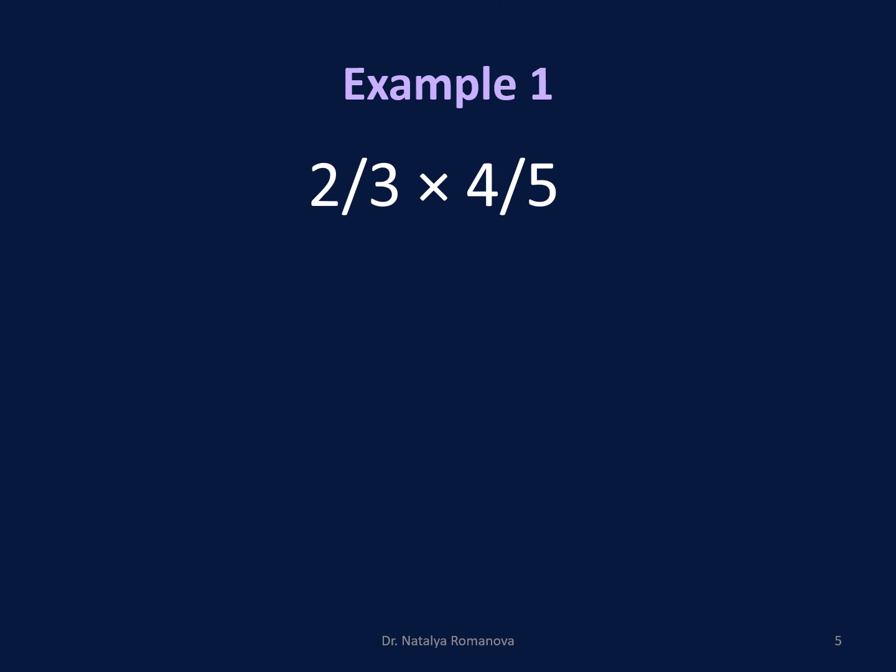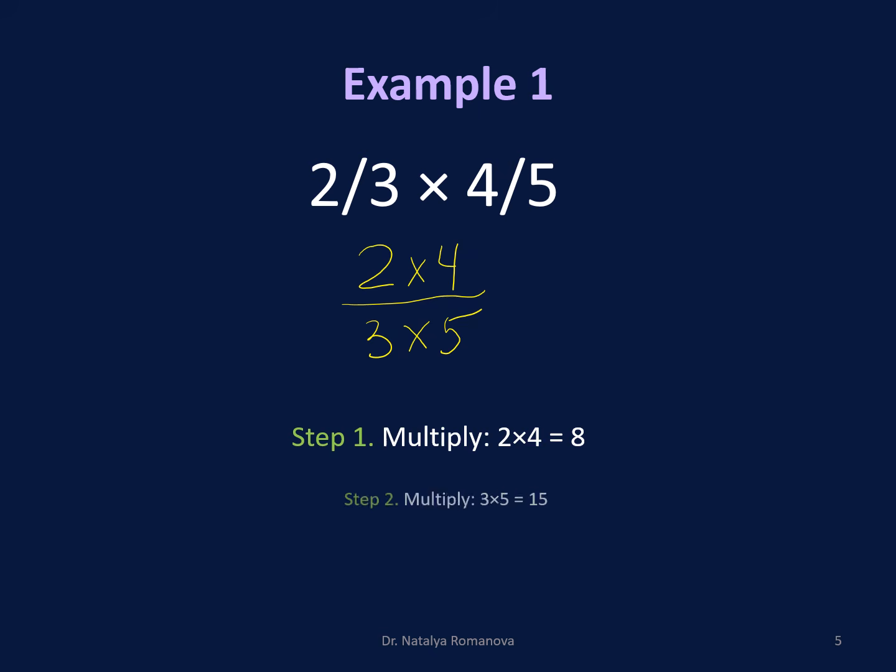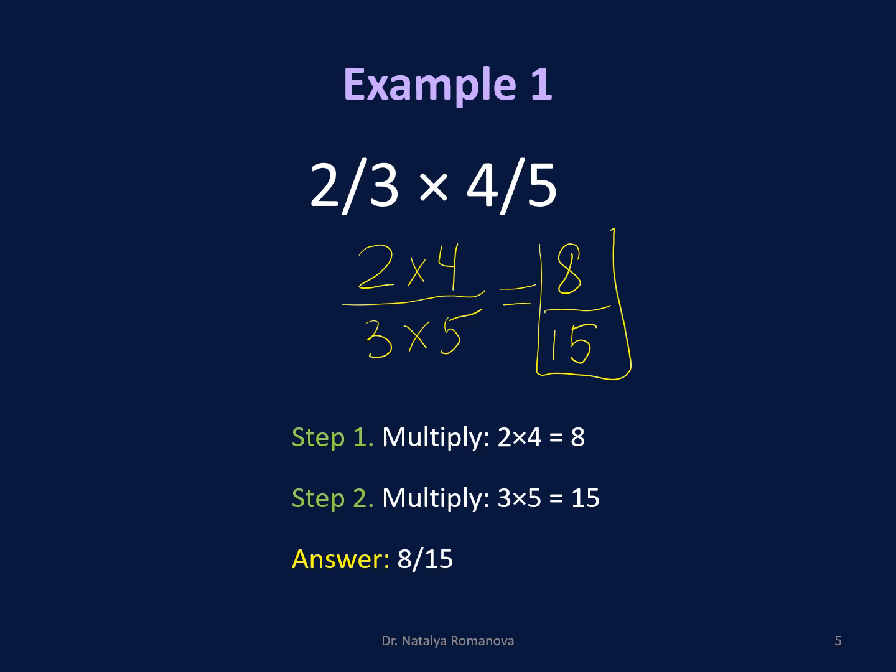Let's multiply 2 over 3 by 4 over 5. Step 1. Multiply the numerators together. And step 2. Multiply the denominators together. It equals 8 over 15. That is the answer for our example.